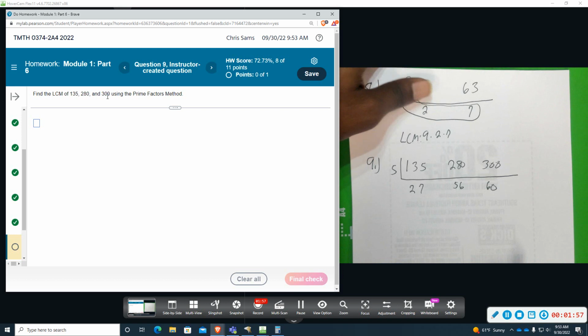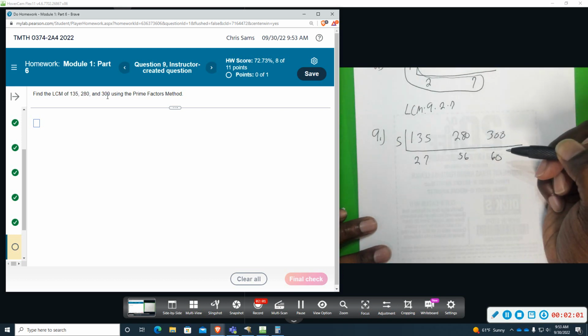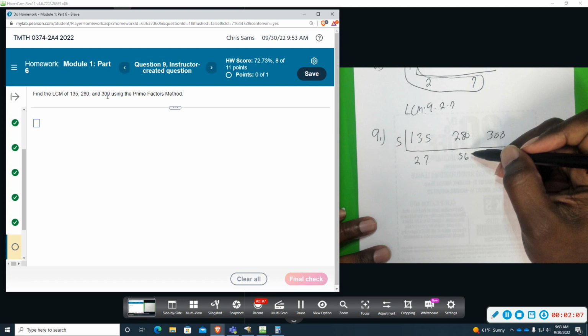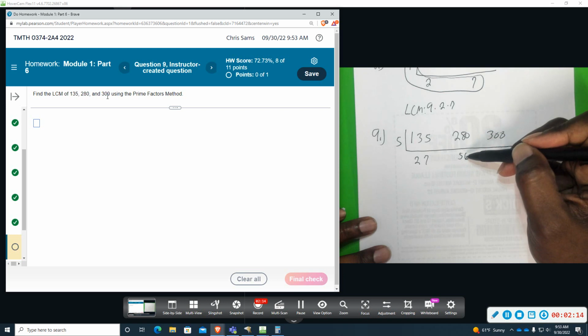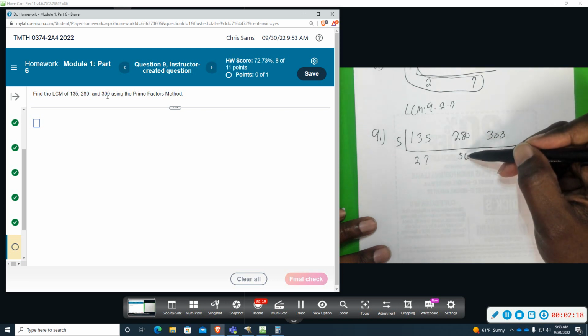Okay? And then all 3 of these. Is this divisible by 3? No. 9? No. Can I divide all 3 of them by something? I can divide, both of these are even. What's 56? 8? 7?